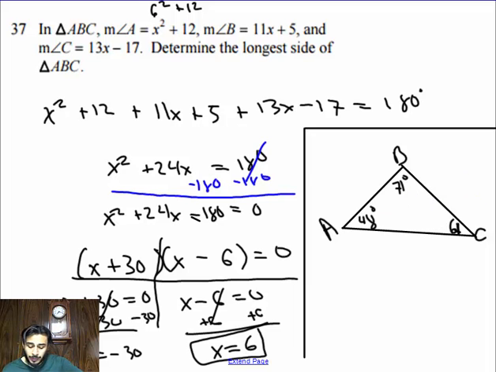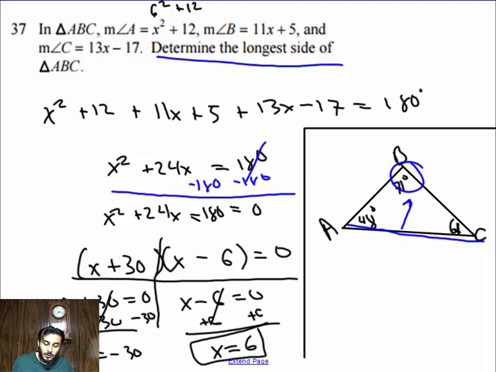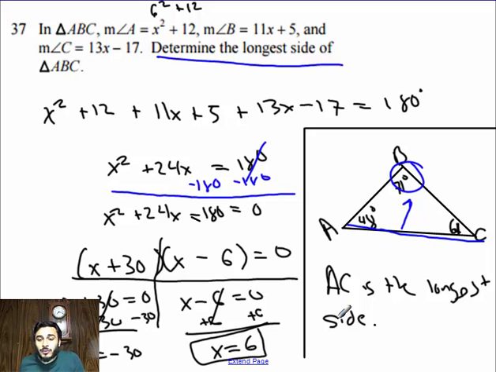All right, now, the whole point of this is so you could determine the longest side of triangle ABC. The longest side is AC, and I'm going to tell you why. Because it's across from the largest angle. So AC is the longest side, and the reason is because it's across from the largest angle. They didn't say to justify your answer, so that's why I just wrote AC is the longest side. But if they did ask for a justification, you would say AC is the longest side because it's across from the largest angle.